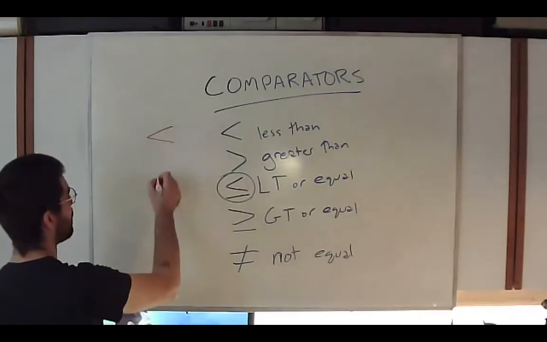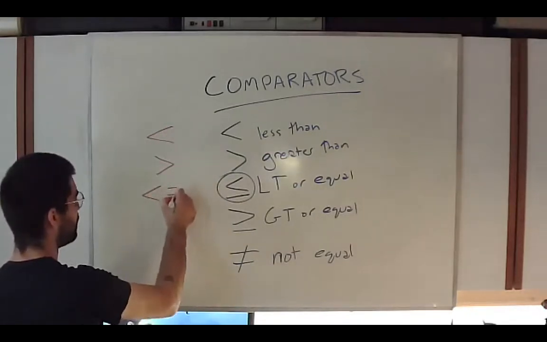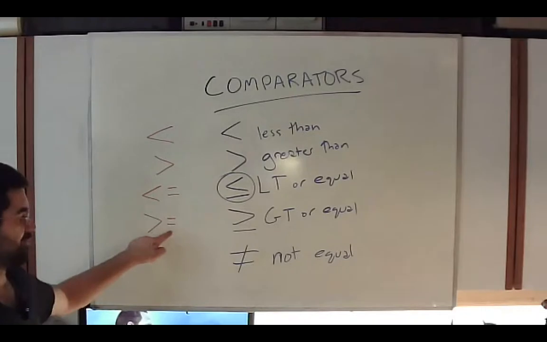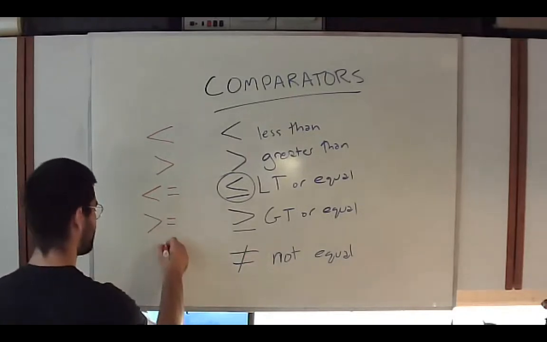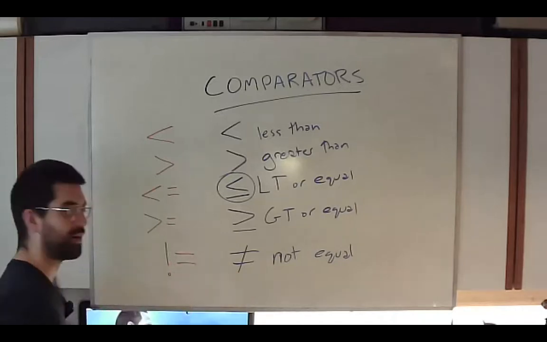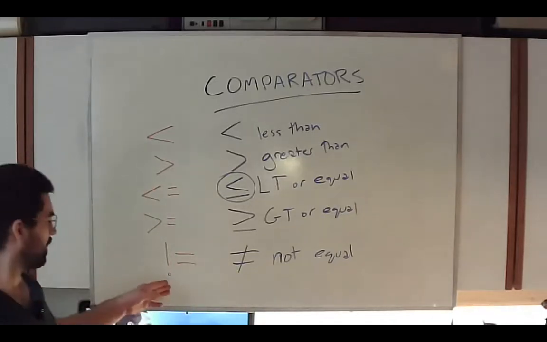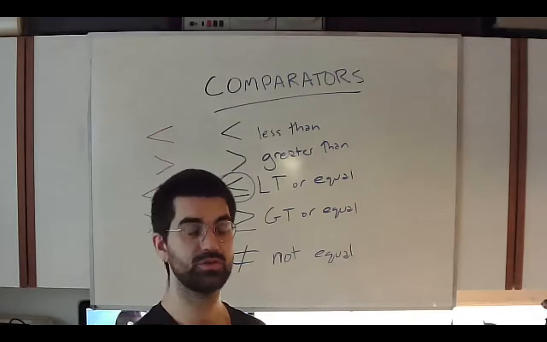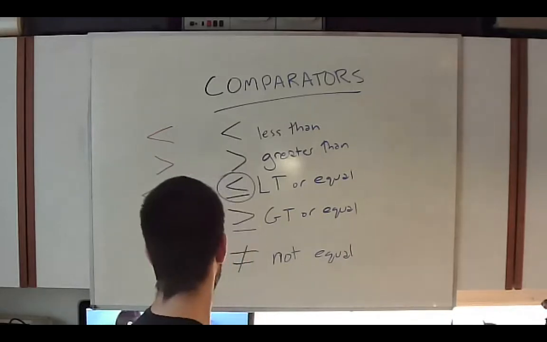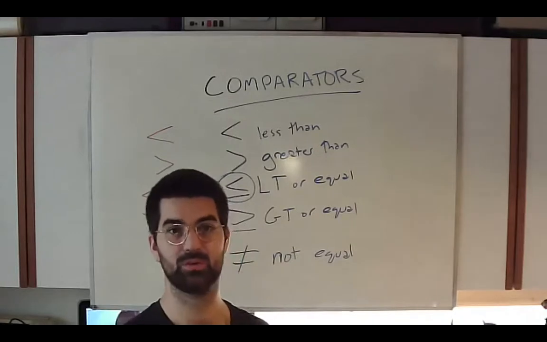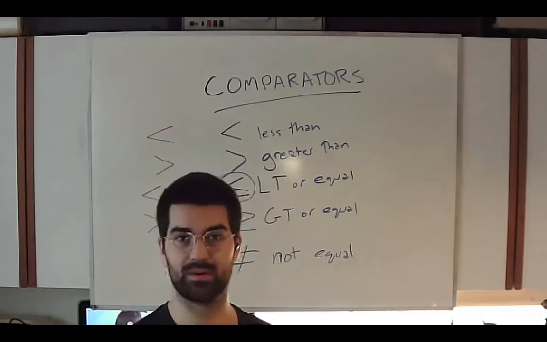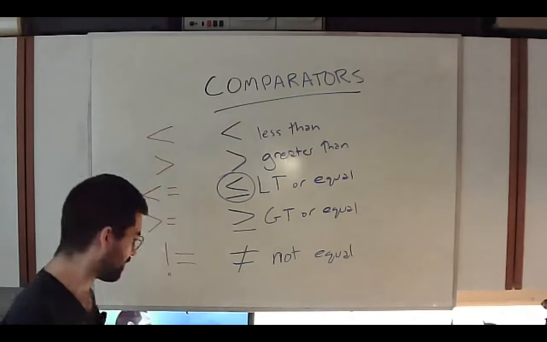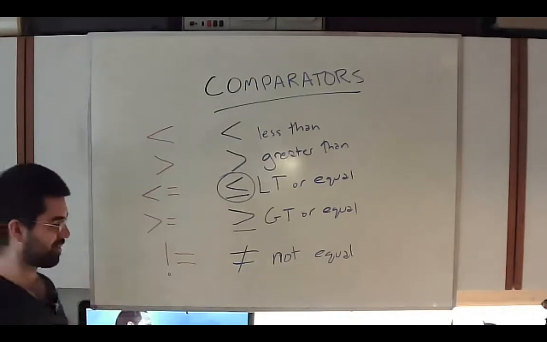So we have less than, greater than, less than or equal to, which is just a less than symbol followed by an equal sign, greater than or equal to, which is a greater than sign followed by an equal sign, and not equal to is an exclamation point followed by an equal sign. And this exclamation point we will use in other places to mean not. You can precede other things with an exclamation point to mean the inverse, the negative of that thing, or not that thing. So put this down in your notes that I hope you are taking, because these are going to be very important.